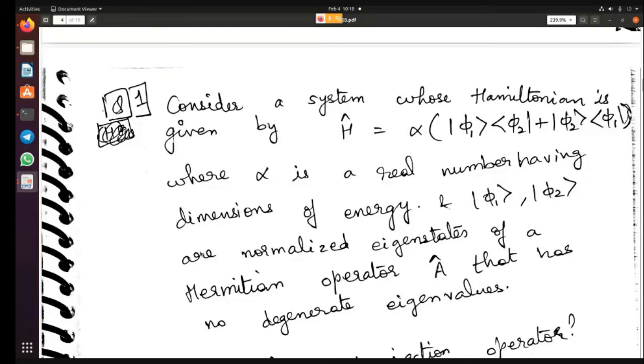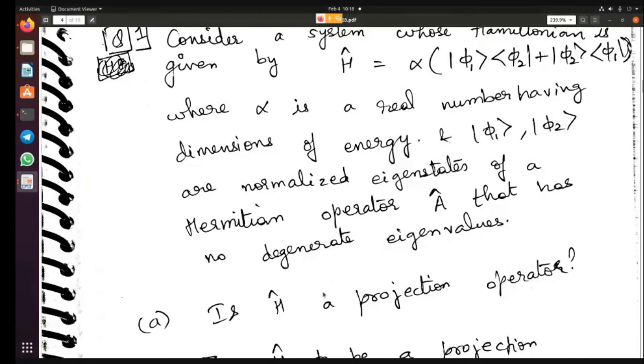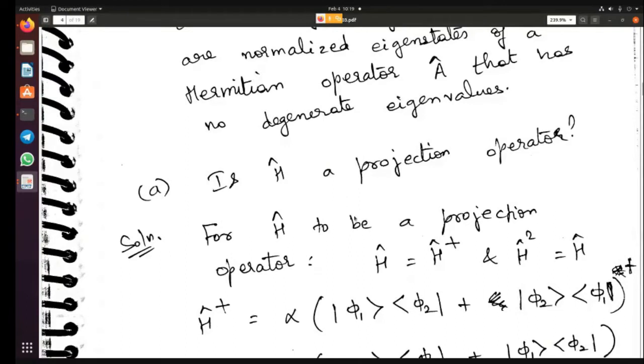So the first problem: is H a projection operator? First of all, to find whether something is a projection operator or not, there are two conditions it should satisfy. One is that H dagger should be H, and then H square should also be equal to H. So for H to be a projection operator, we need to satisfy these two conditions: H is equal to H dagger and H square equal to H.